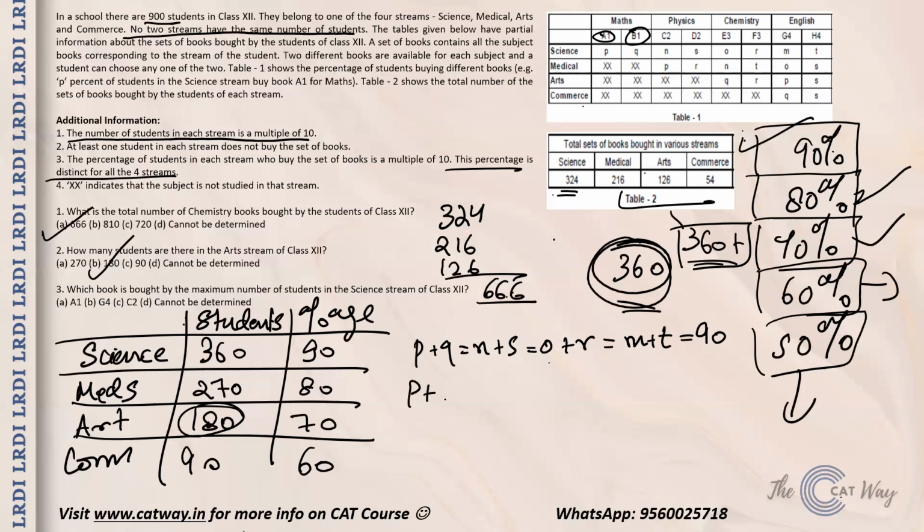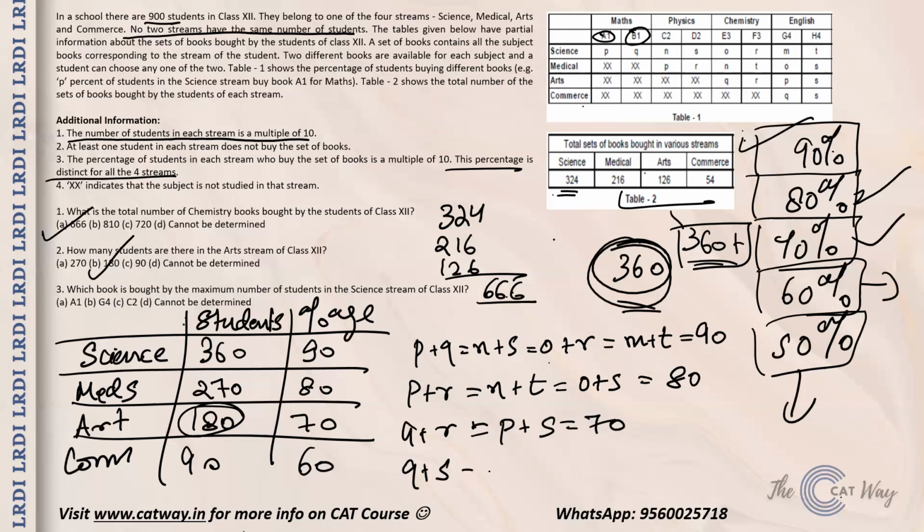Similarly, for medical, P plus R is equal to N plus T is equal to O plus S, which is equal to 80%. For arts, Q plus R is equal to P plus S is equal to 70%, and then at the last you have Q plus S is equal to 60%.